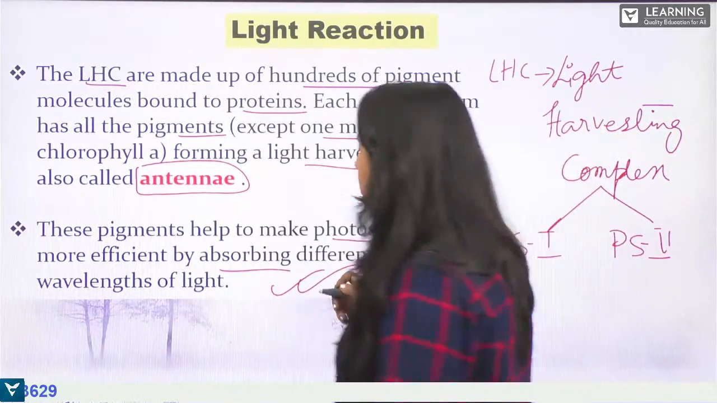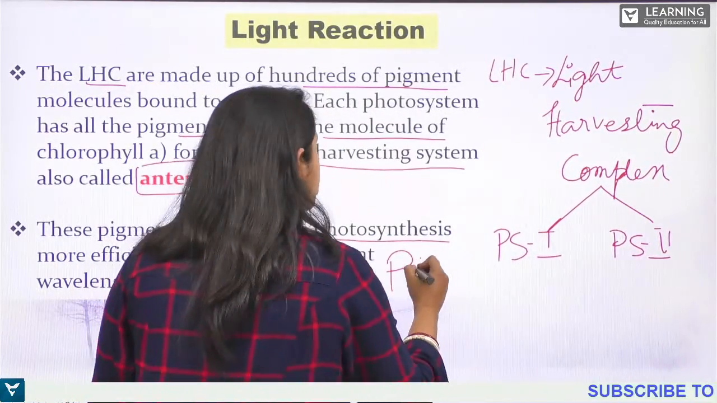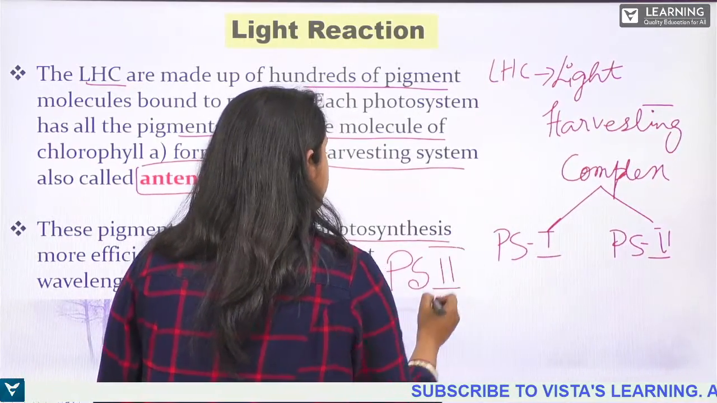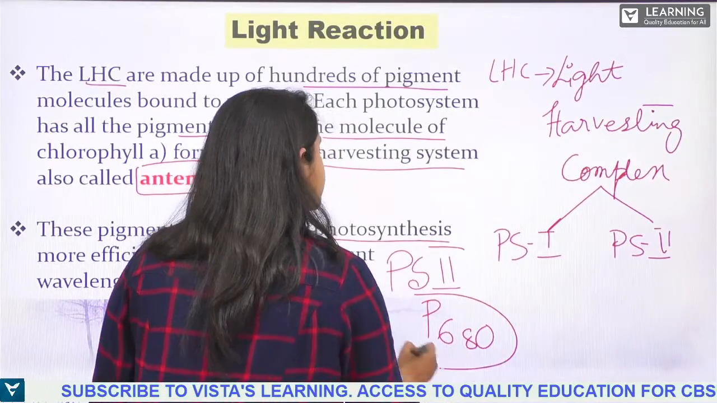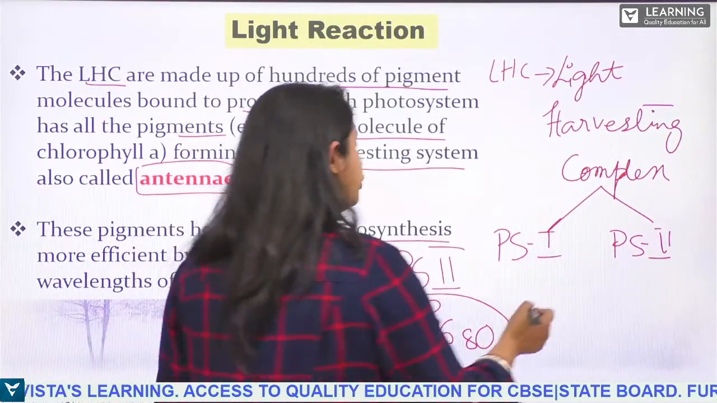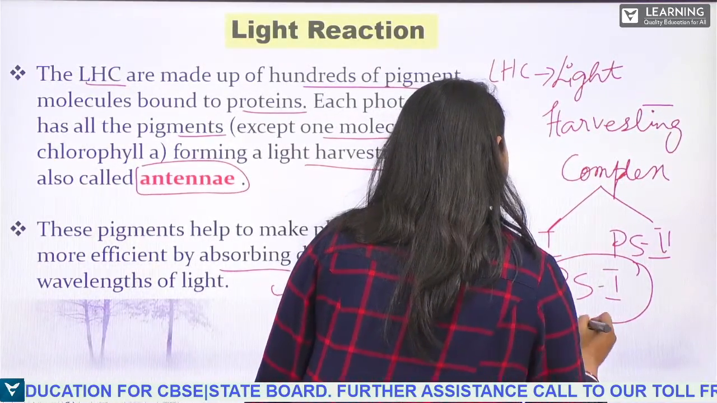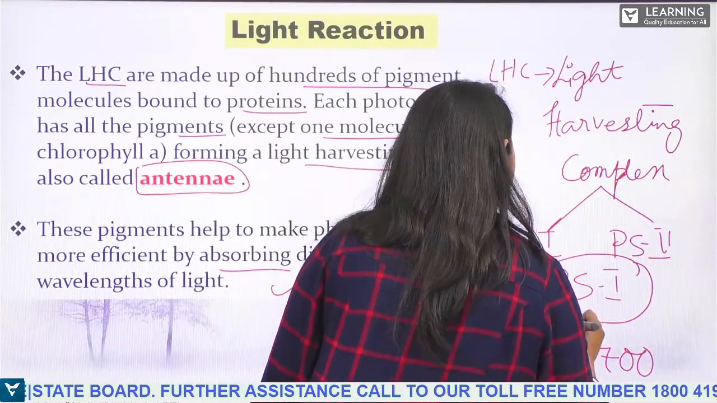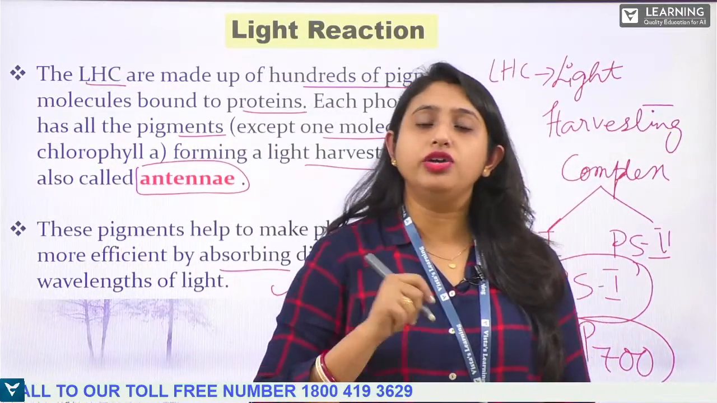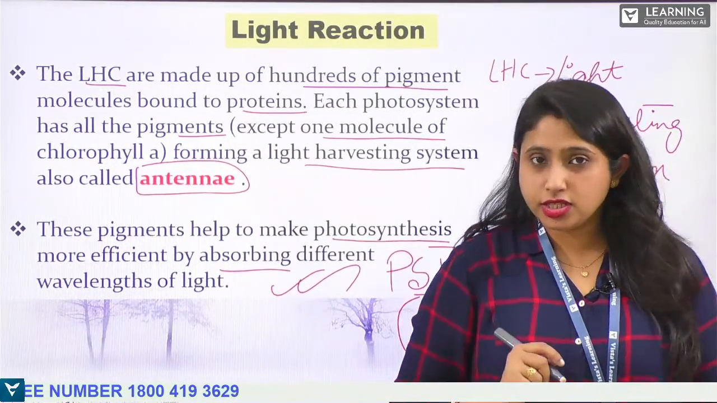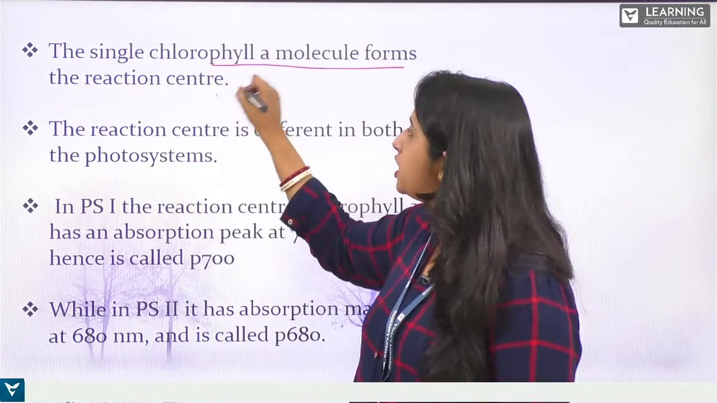Now let me tell you, there will be two wavelengths. Photosystem 2 will be absorbing the light at 680 nanometer, whereas photosystem 1 will be absorbing the light at P700, at 700 nanometer. These are the wavelengths in which the light is being harvested. Next, the single chlorophyll A molecule forms the reaction center.